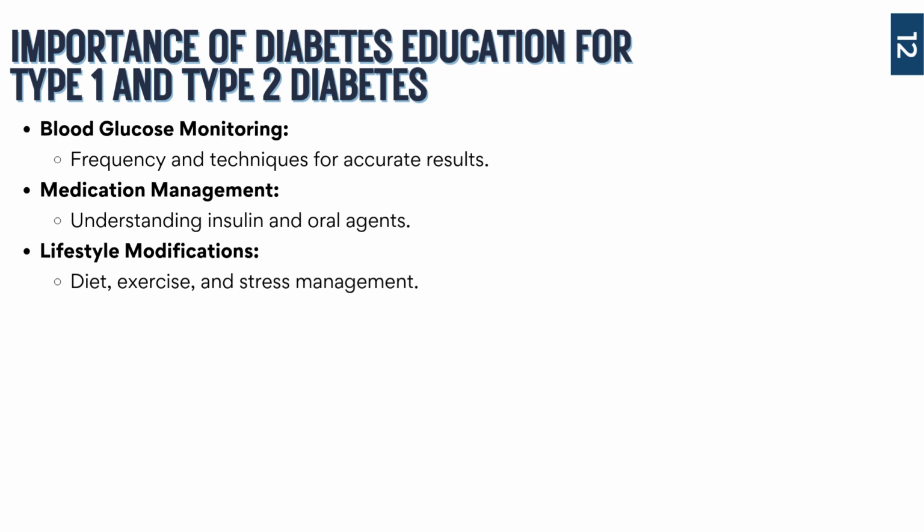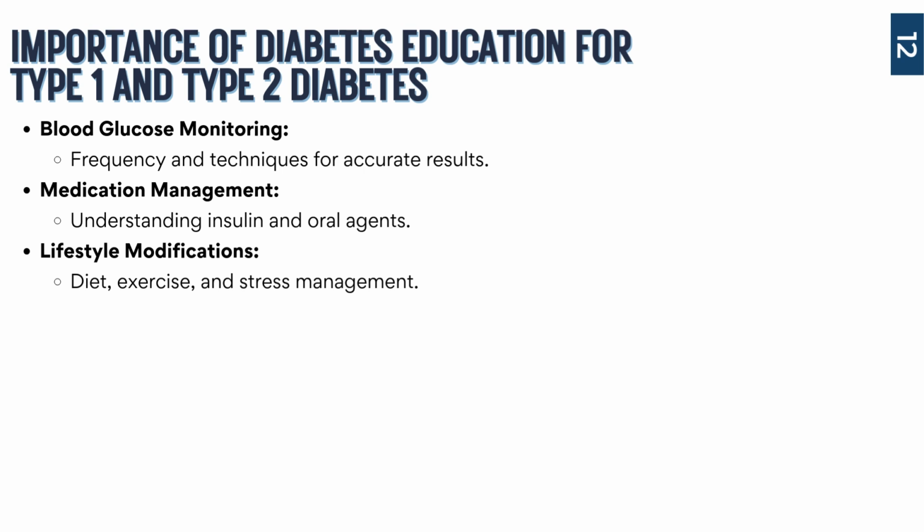So, education is one of the most powerful tools for helping patients with diabetes manage their conditions effectively. For both type 1 and type 2, knowing how to monitor blood glucose, manage the medications, and make lifestyle adjustments can prevent complications and improve the quality of life. Blood glucose monitoring is essential. I think we all know that, right?